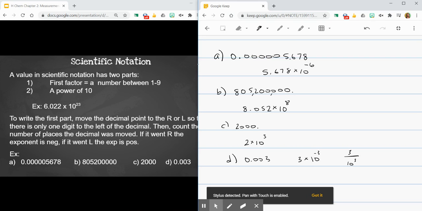Okay, so that is scientific notation. You guys are going to have some practice with those.